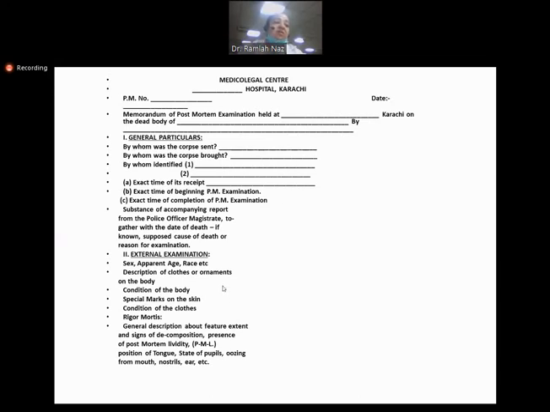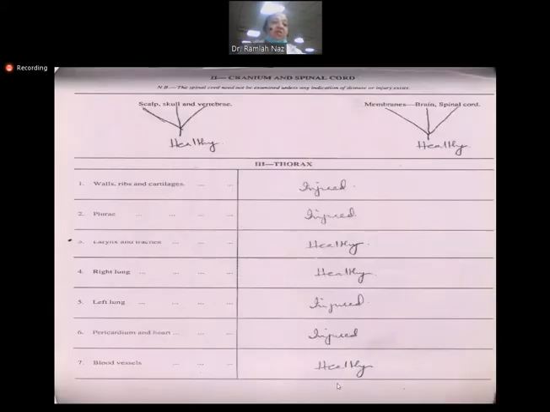Then in the external examination, whatever you have seen, you have to mention it, like in a proforma. You fill it in as you go while performing. It's a cranium and spinal cord proforma, like, look, it's given in here.